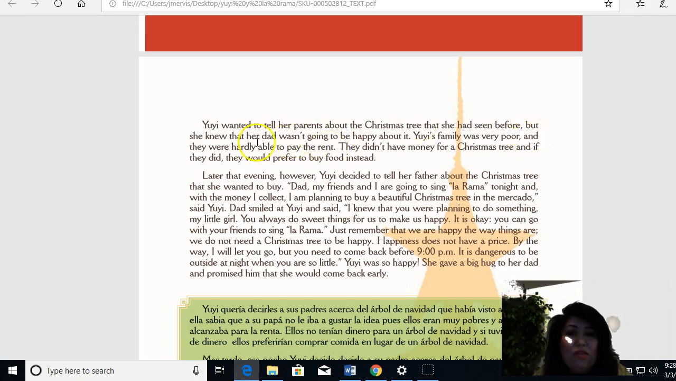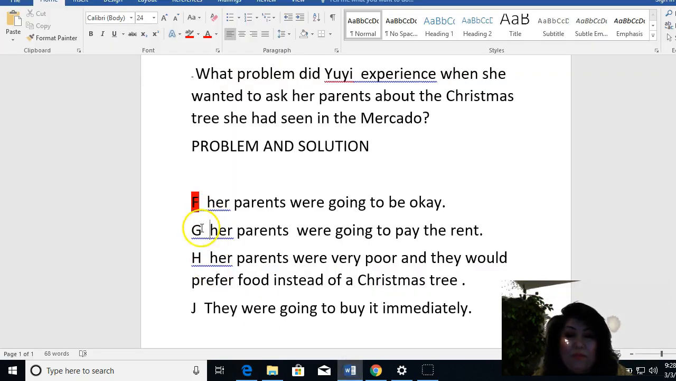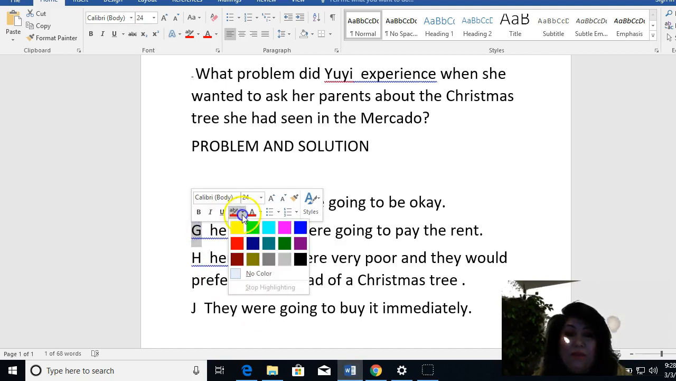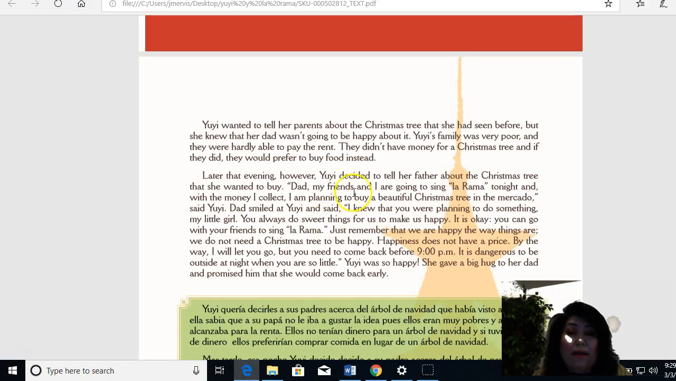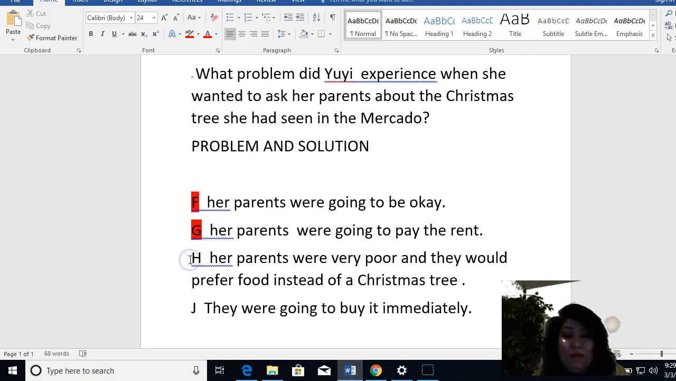It says here, but she knew that her dad wasn't going to be happy about it. Yuji's family was very poor and they were hardly able to pay the rent. They were hardly able to pay the rent. It doesn't say they were going to pay the rent. So that's not the answer. So I'm not crossing it out here because I can't. So I'm highlighting the letter. H, her parents were very poor and they would prefer food instead of a Christmas tree. You go back. They didn't have money for a Christmas tree, and if they did, they would prefer to buy food instead. Yes, that may be a possible answer.